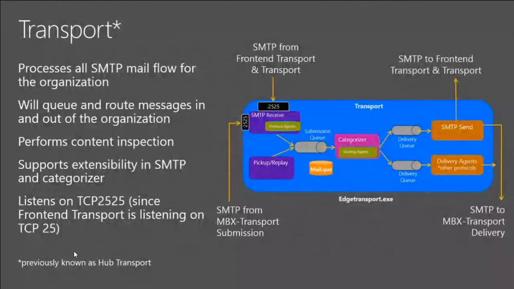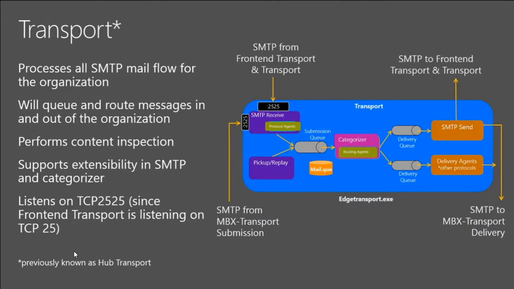All right, let's move to probably the core piece of transport here. We're talking about EdgeTransport.exe, or the transport service, previously known as hub transport, as I said. Most of you are familiar with this. One thing to keep in mind is that because front-end transport has taken over port 25 on the same box, the transport service will look at port 2525 for its SMTP mail, all right?